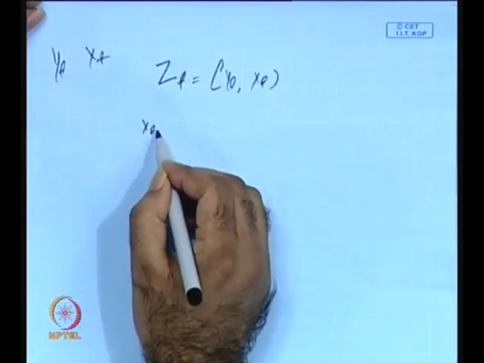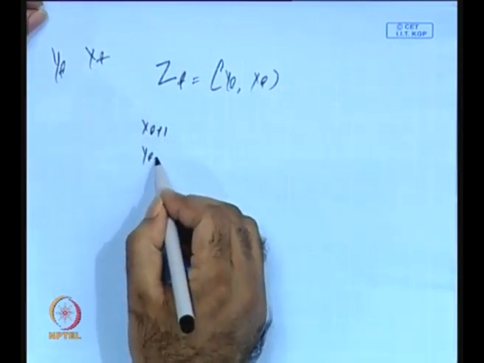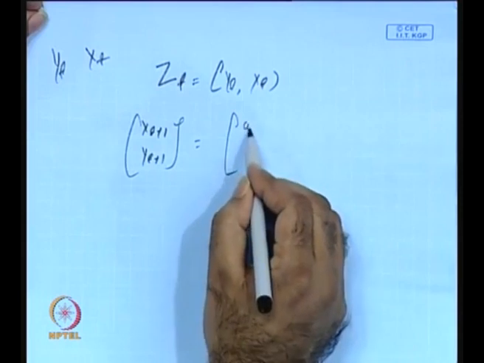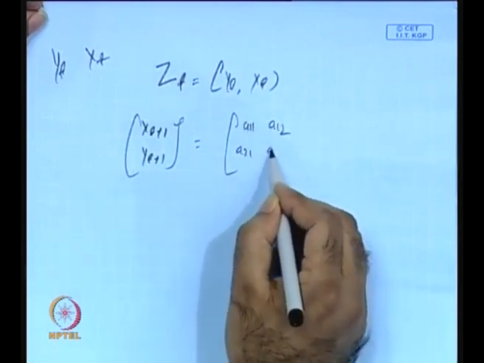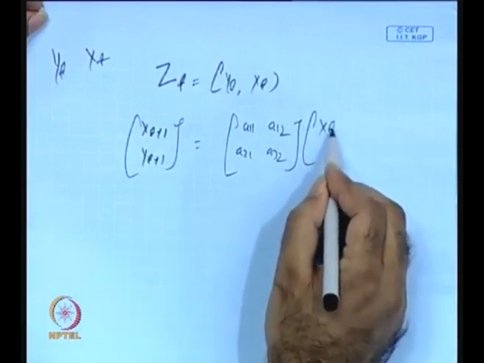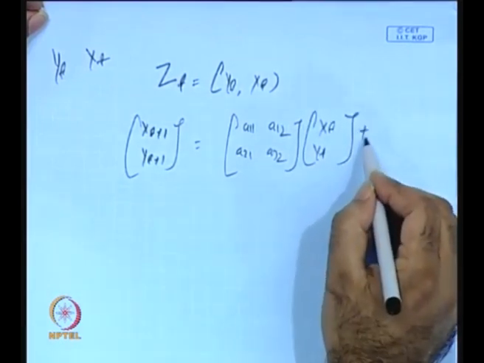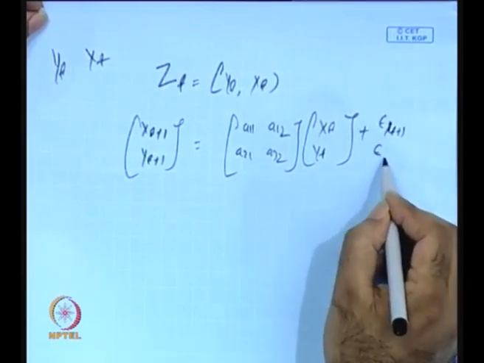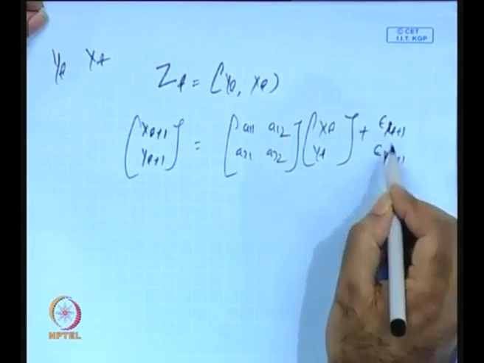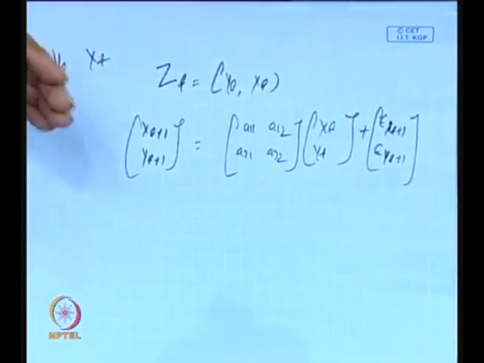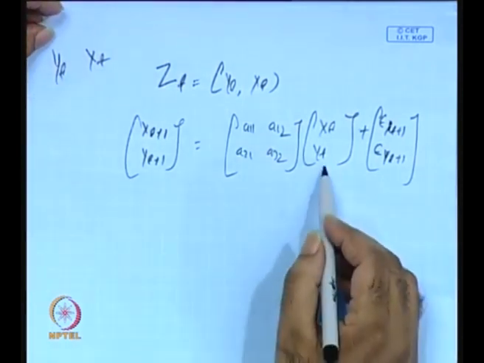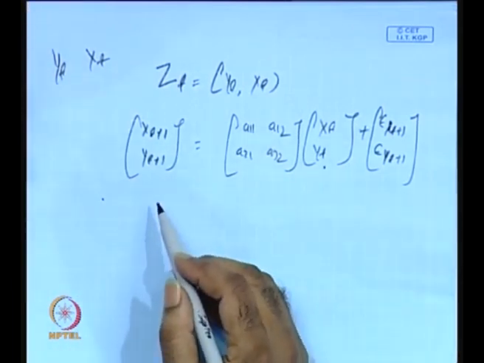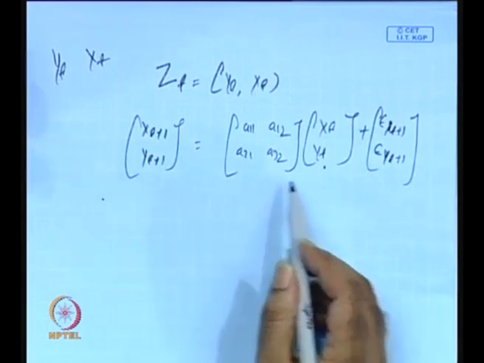So, let us start with x t plus 1, then y t plus 1, in matrix format, which is equal to a 1 1, a 1 2, a 2 1, a 2 2, multiplied by x t, y t, plus the error terms epsilon x t plus 1 and epsilon y t plus 1. Let us say time period t plus 1 is the current time period, and now these are past values. If I put y t, then obviously the past value is y t minus 1. If I put current t plus 1, then its past value is obviously t.